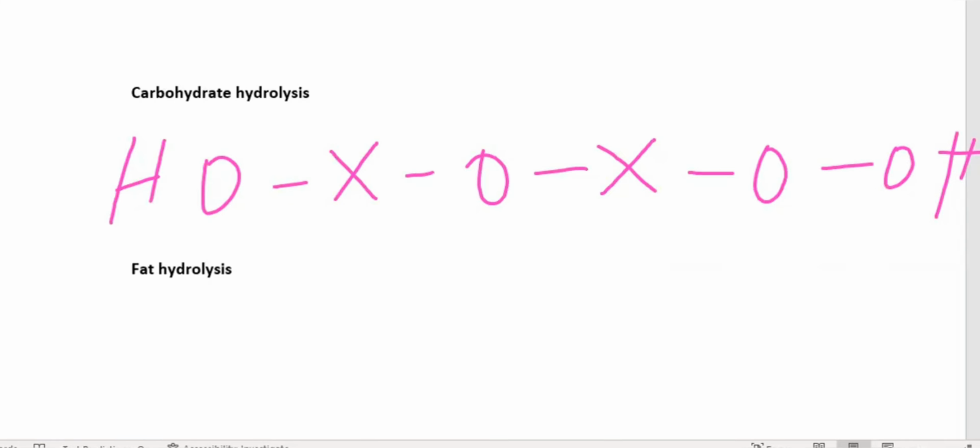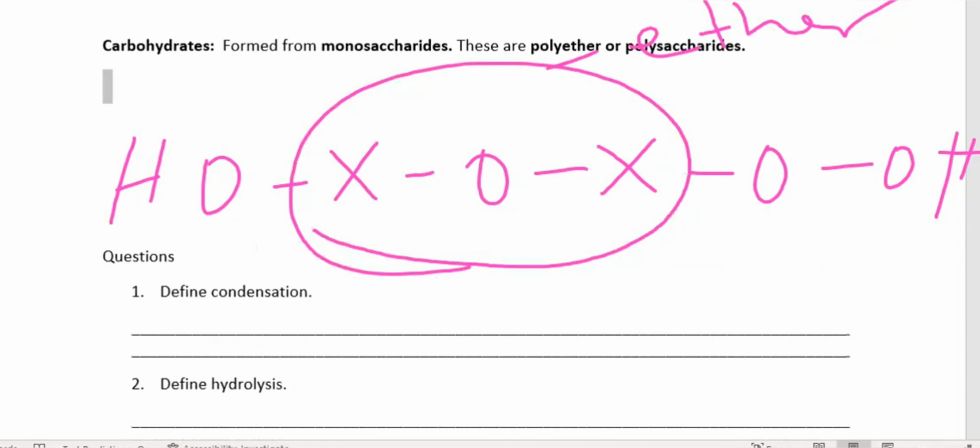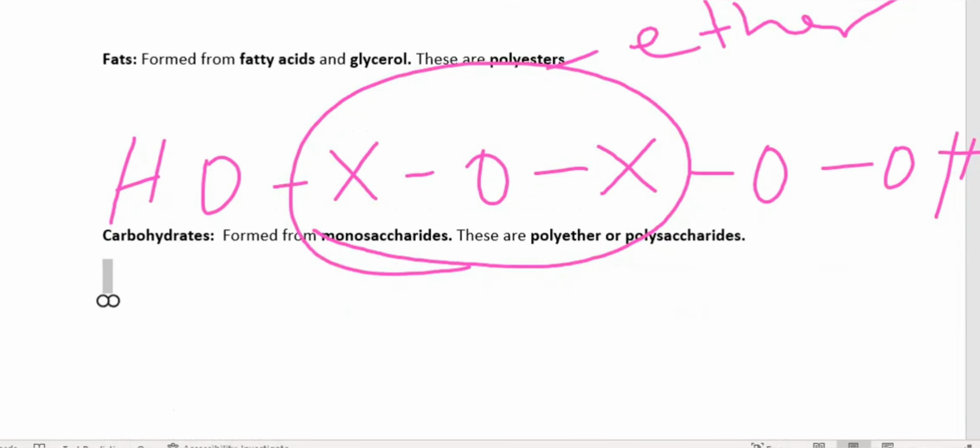And watch this now. I didn't mention this, sadly, but this is the ether link in the carbohydrate. This is the ether link, right? Remember I said that carbohydrates are polyethers. Let me go back up a little bit to show you, but I didn't mention it. See it right there? They're polyethers right there. And this is the ether link, X-O-X.